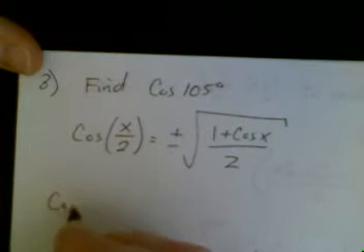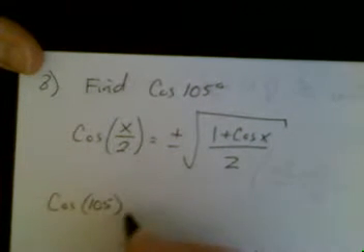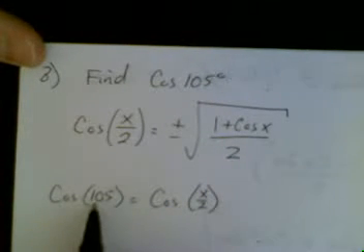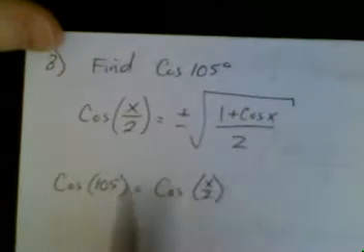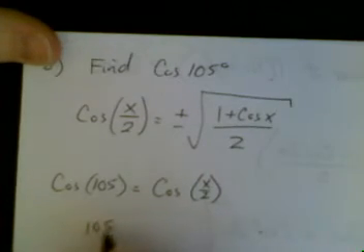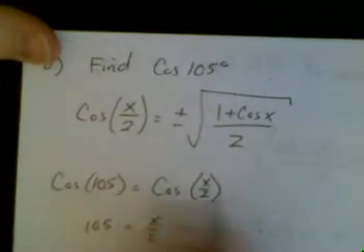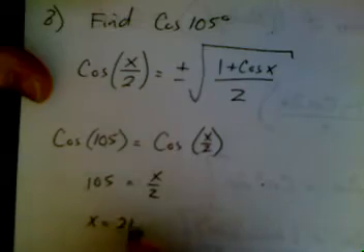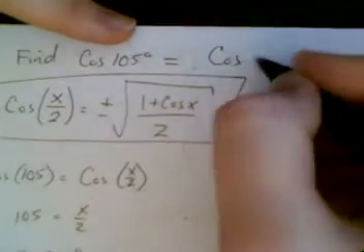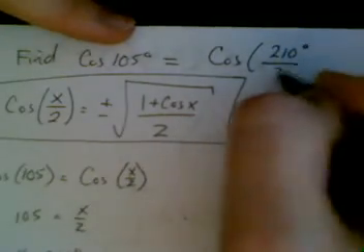So what I'm really saying here is the cosine of 105 should be equal to the cosine of x over 2. If that's the case, what should x be equal to here? Well, if this is 105 and this is x over 2, then I have to multiply this by 2 to get x, don't I? If 105 is equal to x over 2, that means that x should be 210 degrees. So utilizing this identity, I can make the statement that the cosine of 105 is really equal to the cosine of 210 degrees over 2.